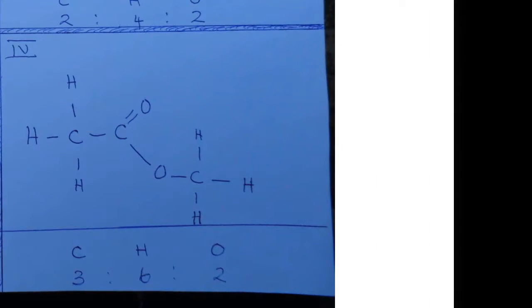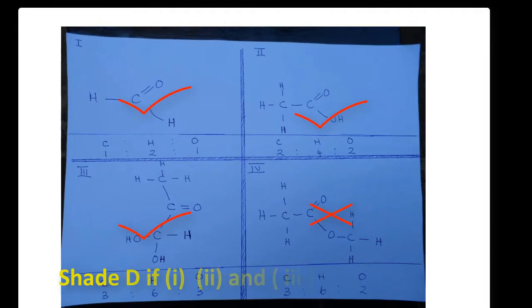Now let's look at the fourth one. The fourth one has 3 carbon atoms, 6 hydrogen atoms and 2 oxygen atoms that did not tally with our ratio 1 to 2 to 1. So the correct options are 1, 2 and 3. So our answer is D.